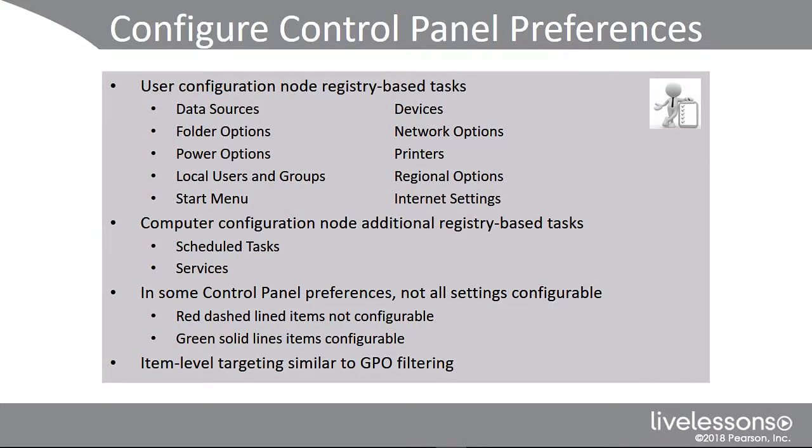If you see a red dashed line, that means I can't configure that particular setting. If you see a green solid line, it means I can configure that setting. And at this point, we've talked about it at a container level, but very similar to the GPO filtering, where I could go in and specify a GPO for an object, a user, computer, group, whatever it may be, we can use what's called item level targeting to control the granularity of these preferences.